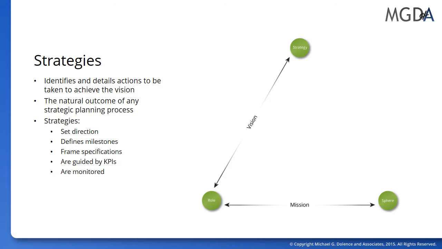Strategy is the natural outcome of any strategic planning activity, and by definition changes the institution's position with respect to other academic enterprises in the global learning sphere. Strategy sets direction, defines milestones, frames specifications for successful execution, is guided by key performance indicators, and monitored for signals that corrective measures are required. Implementation of strategy is the means by which sustainable models and systems are conceptualized, prototyped, and eventually deployed as standard practice.